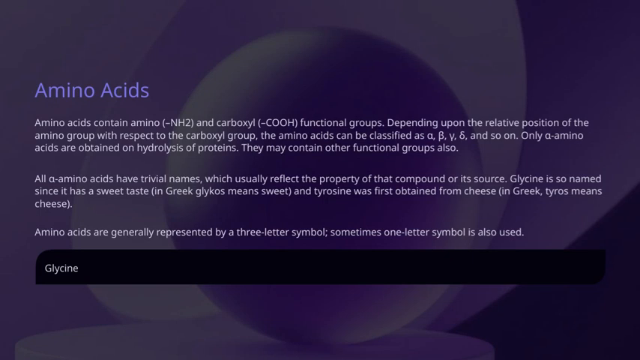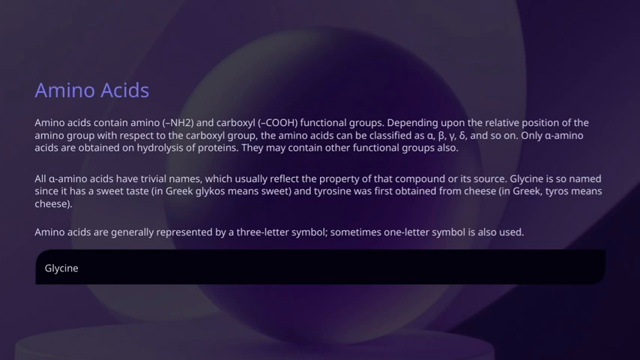Let's talk about glycine. As with most amino acids, it's commonly represented by a 3-letter symbol, but sometimes you'll also see a 1-letter code. Now, all alpha amino acids have these simple, often memorable names. These names usually give us a clue about their properties or where they come from. For example, glycine gets its name because it has a sweet taste. The word glycos in Greek means sweet. Interestingly, tyrosine was first isolated from cheese, and tyros means cheese in Greek.